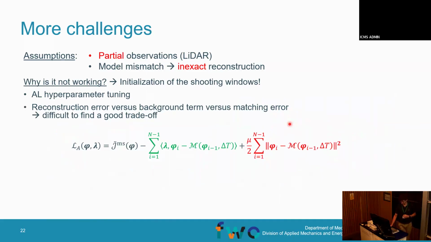So with this LiDAR case, it turned out that it was very difficult within our augmented Lagrangian framework to find the proper trade-off between either minimizing your actual reconstruction error or minimizing this matching error. So it turned out that our optimizer was always exploiting the matching error to get the reconstruction error down, and it was more difficult to get it working in this case. So there's also some future work that we'll have ahead of us.